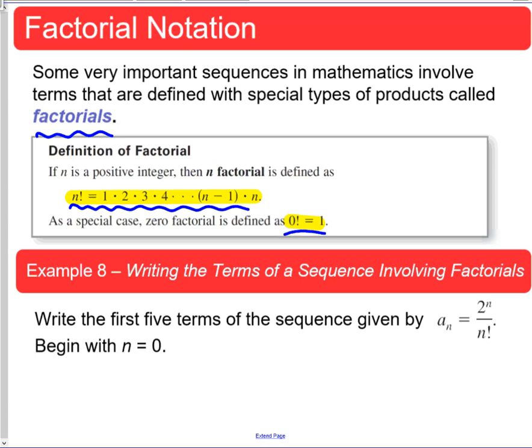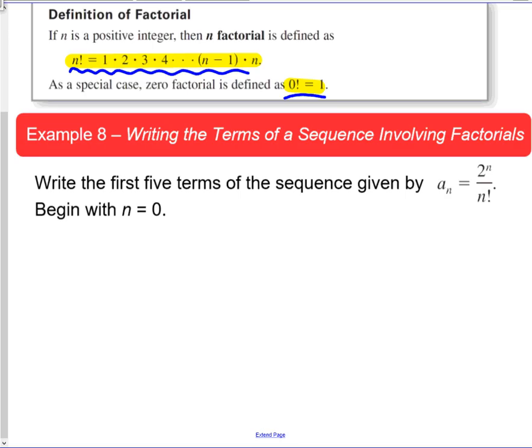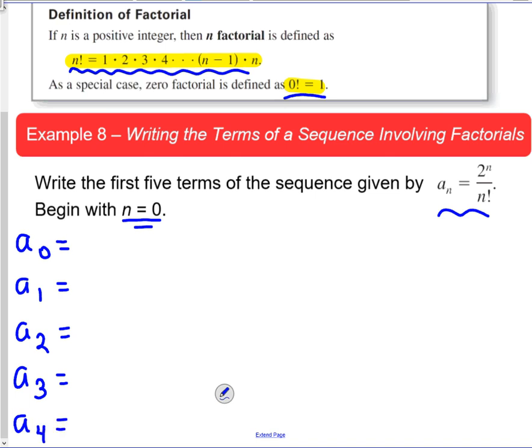Okay, let's look at example 8, and that's back in your extra example packet. So finding example 8, there we go. Write the first 5 terms of the sequence defined as a sub n equals n to the second divided by n factorial. So you're going to begin with n equaling 0, and if I want the first 5 terms, we're going to do a sub 0, a sub 1, a sub 2, a sub 3, and a sub 4. That should give us our first 5 terms. So 0 through 4 get plugged in for n.